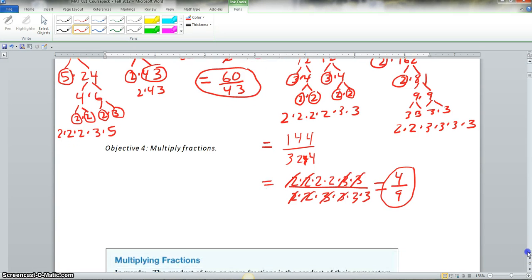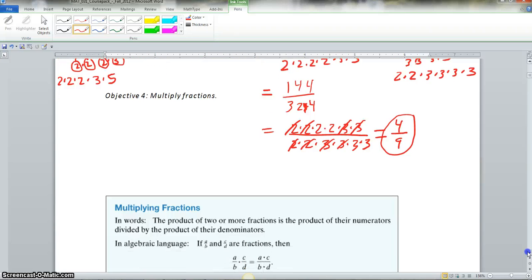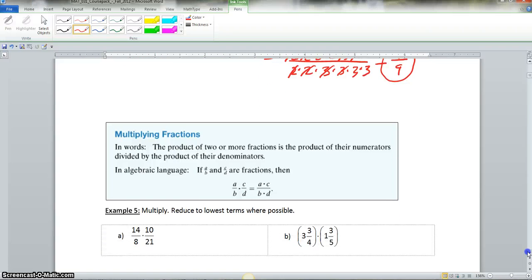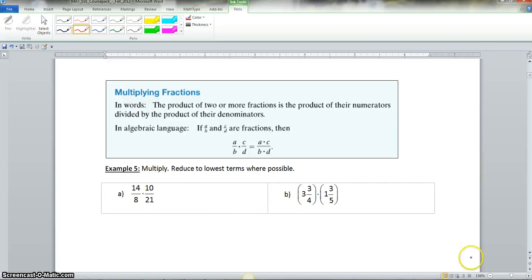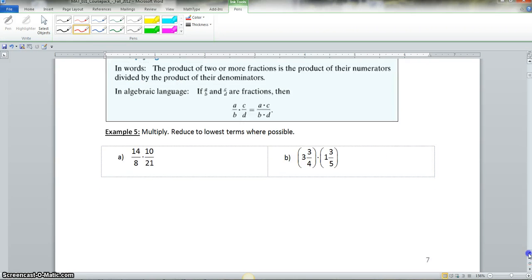So this is supposed to be over 324. Okay, now we scroll down here to multiplying fractions. It says in words, the product of two or more fractions is the product of their numerators divided by the product of their denominators. In algebraic language, if a over b and c over d are fractions, then a over b times c over d gives us a times c over b times d. Now, they want us to simplify this to the lowest terms.